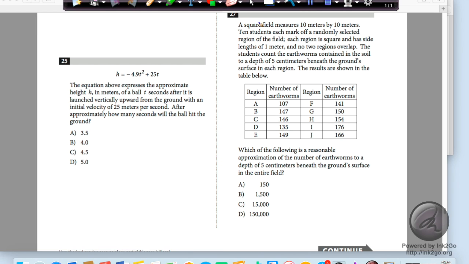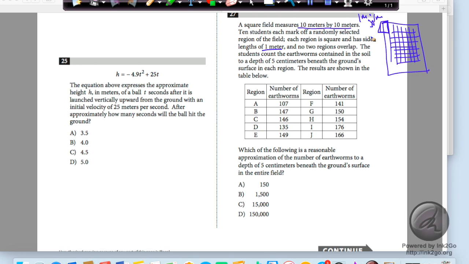Okay, question 27 says a square field measures 10 by 10 meters. 10 students each mark off randomly selected regions of the field. Each region is square and has a side length of 1 meter. So immediately I'm able to recognize, well, I have a huge box here, right? 10, 10, 10, all the way through. And this drawing is obviously not drawn to scale, but essentially in every single one of these boxes, I have a 1 meter by 1 meter, right? So it's 1 meter across, 1 meter down, right?